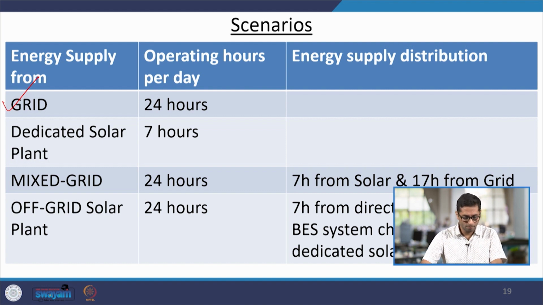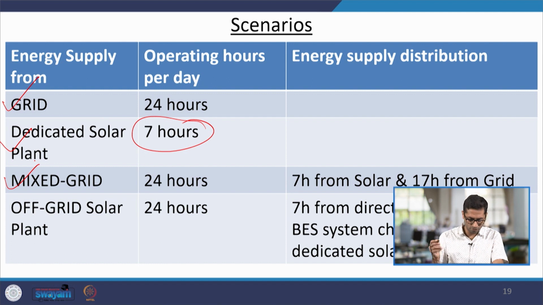I wanted to compare that with a solar plant, but a solar plant would be working only during the day in the absence of any batteries. So we would have the operation hours reduced, operating the plant only for 7 hours a day. Then there could be a third option where I am running the plant for 7 hours using solar and for the remaining 17 hours using grid.